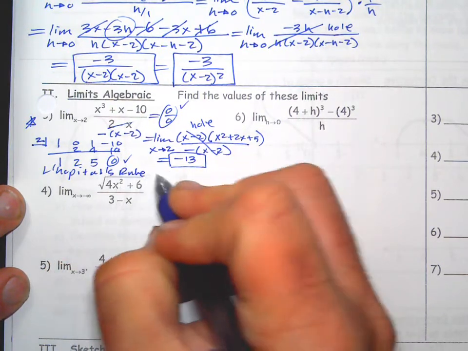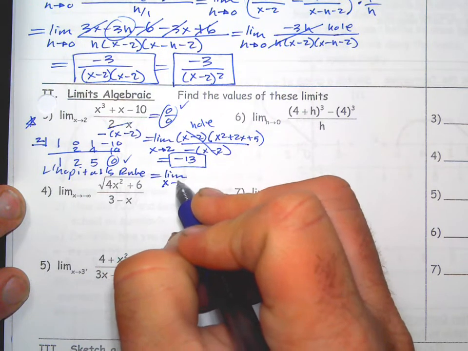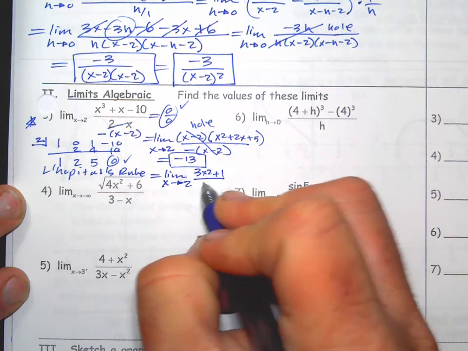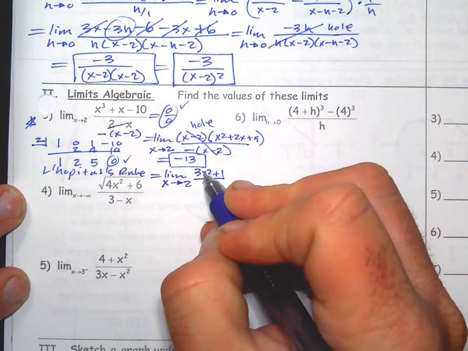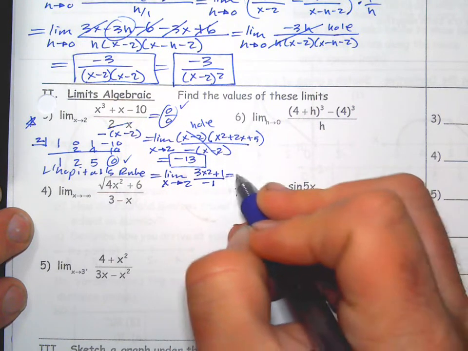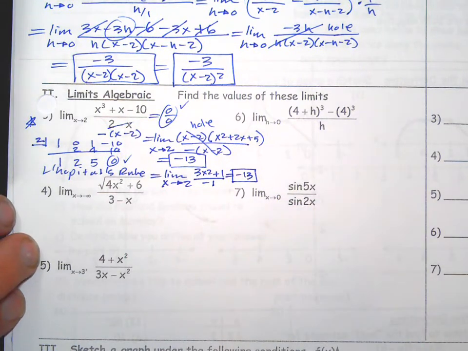So L'Hopital's rule is going to equal the limit as x approaches 2 of the derivative of the top, 3x squared plus 1, over the derivative of the bottom, which is negative 1. Put 2 in here. 2 squared is 4 times 3 is 12 plus 1 is 13, divided by negative 1 is negative 13. Same answer. It's kind of nice. Okay.